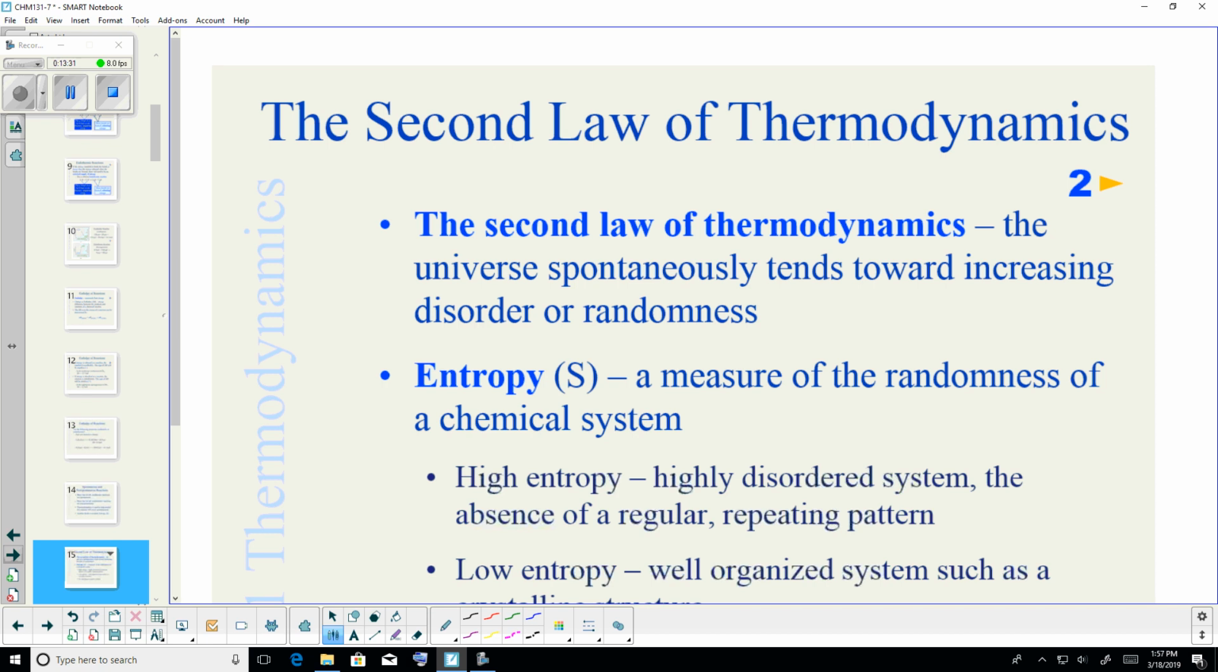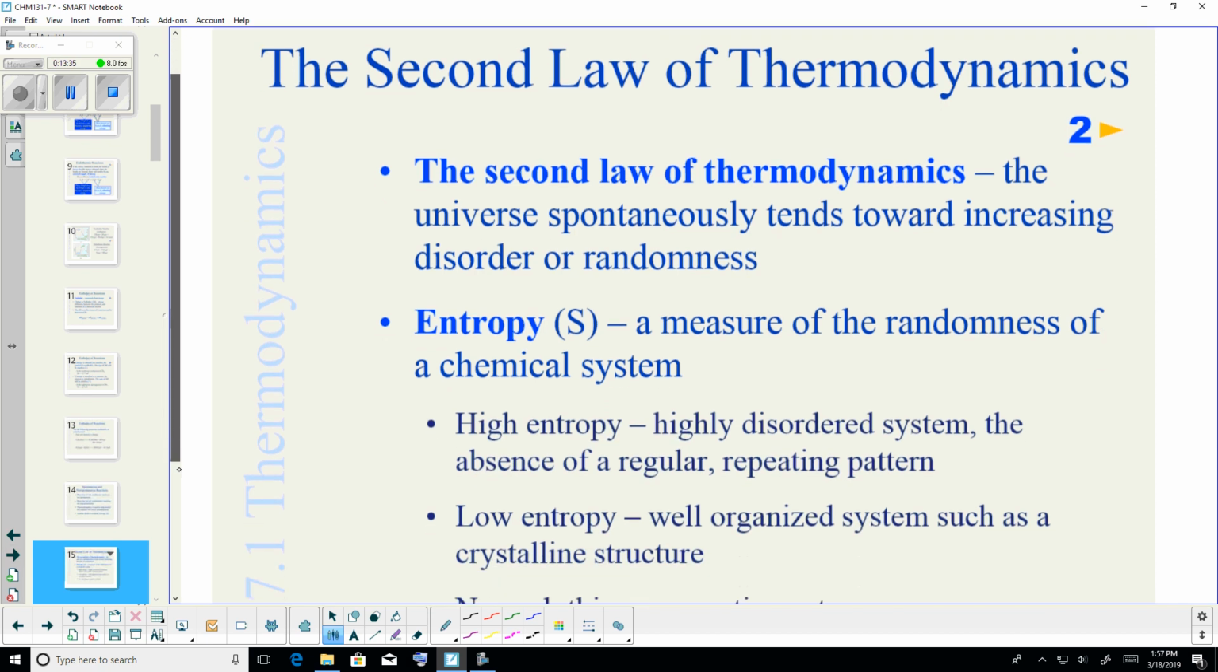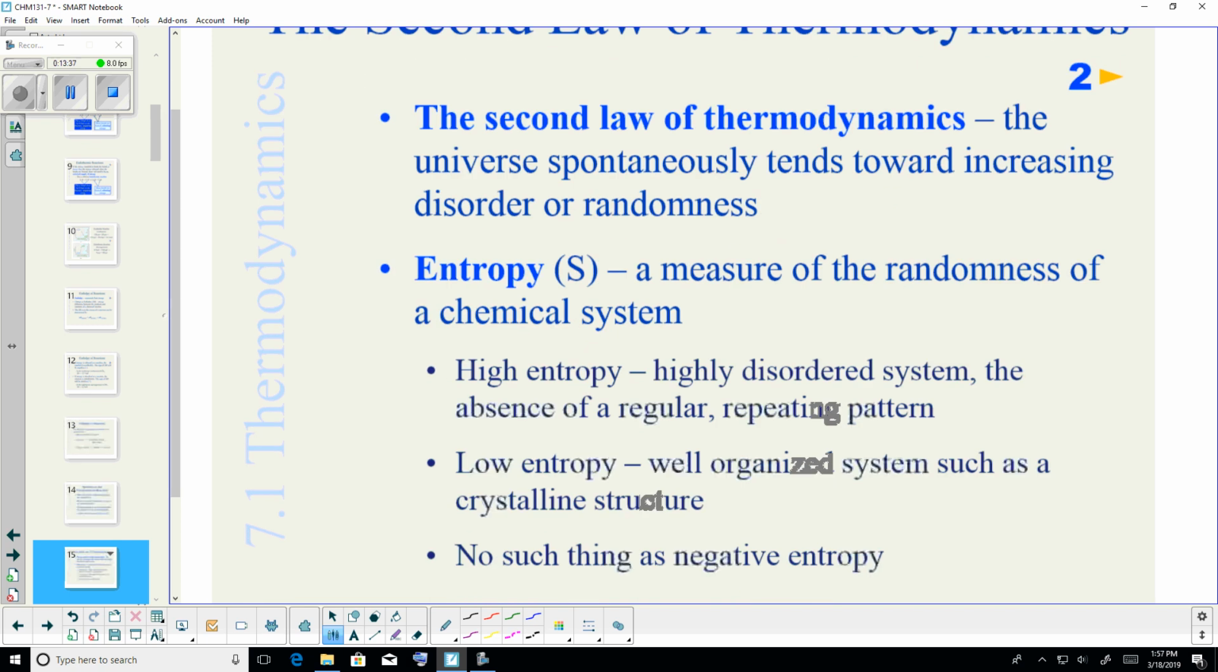So entropy, like I said, is a measure of the randomness of a chemical system. High entropy, highly disordered system, the absence of a regular repeating pattern. Low entropy, well-organized system such as a crystalline structure. So if you have crystalline sodium chloride, it's really highly organized, chlorine, sodium atoms, very low entropy. A gas, molecules are all over the place going around, that's a high entropy system.